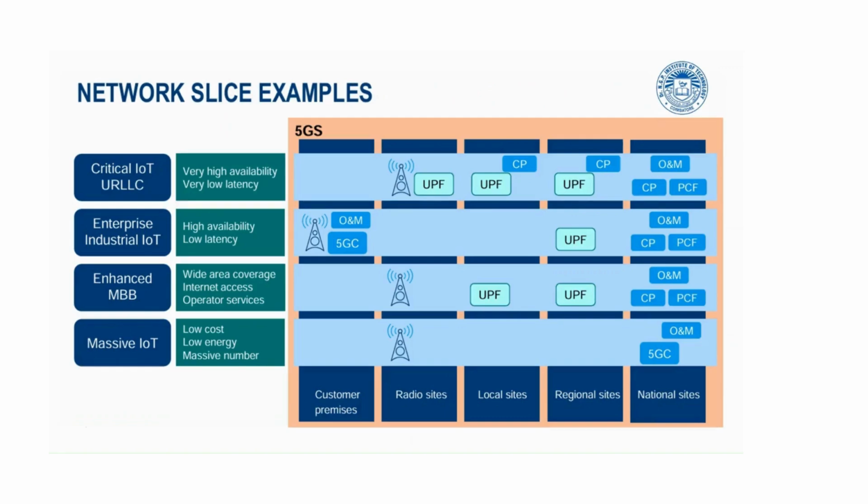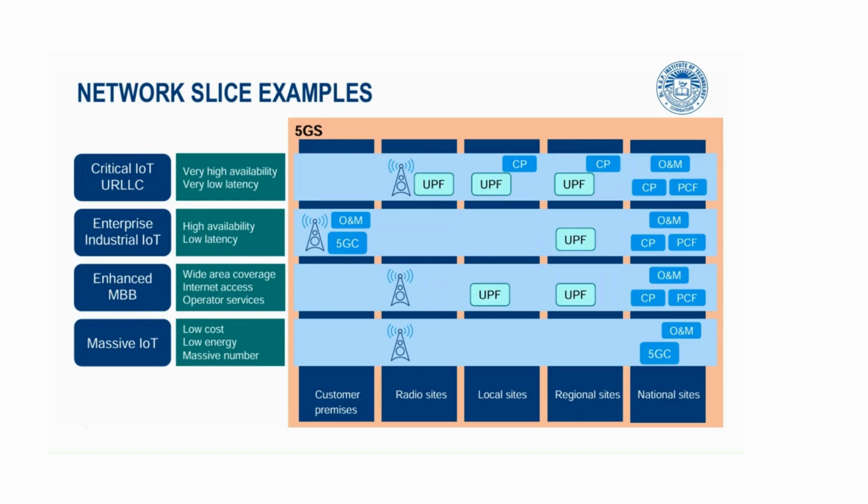Here we can see examples of network slices within a 5G network, how each is tailored to the requirements of various service categories across the operator infrastructure. So here, starting from the left, to understand what it is: we have critical IoT, that is ultra reliable, low latency communication. This means very high availability and very low latency. For example, it could be used in industrial automation, mission critical applications, and so on.